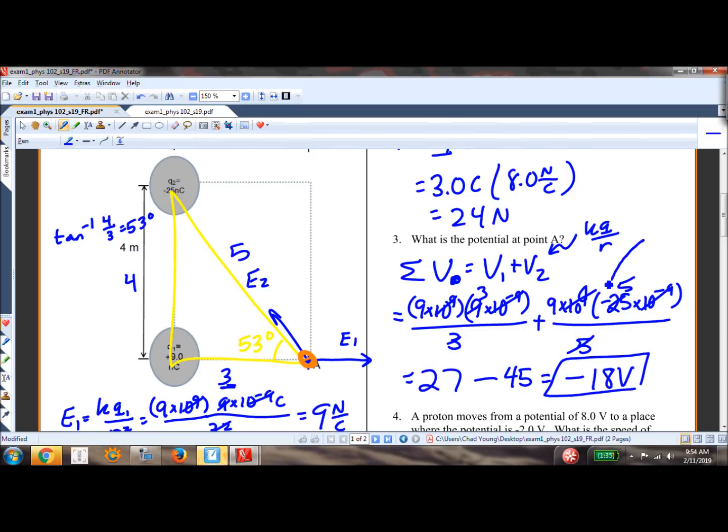If you didn't get this negative sign right here, that's a kind of important part when you're doing voltages or potentials, because it's a scalar quantity. If you got everything else right but no negative sign, then that's just half credit.